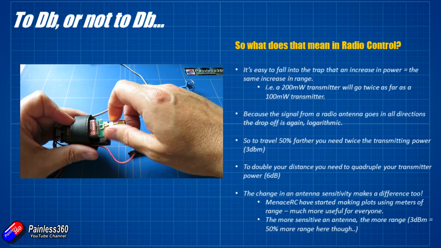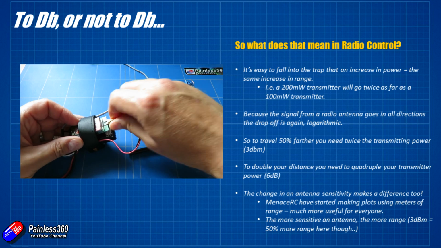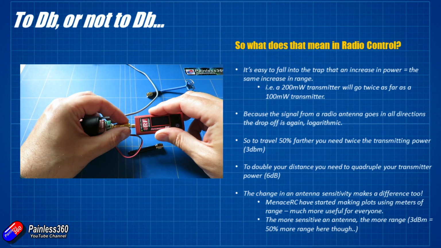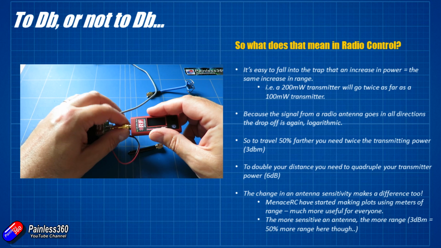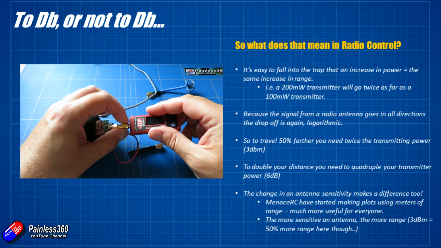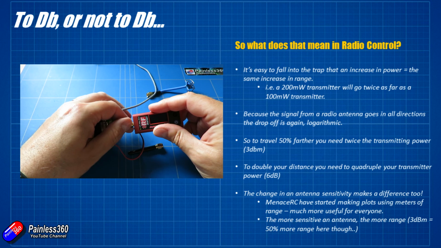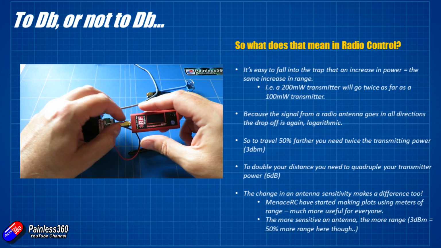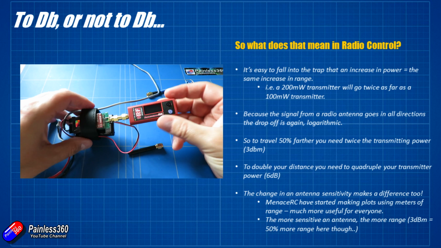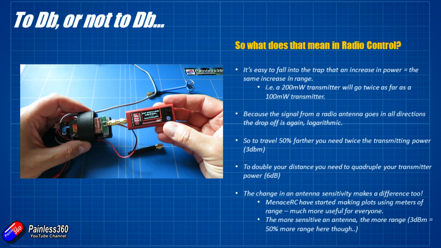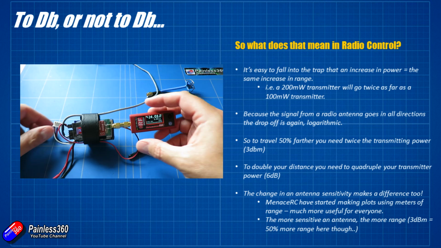But it doesn't work like that, because the radio signal is going in all different directions from the antenna and it is dissipating as it goes through the air. So you don't get all of that power equaling distance. If you had a 100 milliwatt transmitter and you doubled the power to a 200 milliwatt transmitter, that means a change of 3 dBm, then you'd only get about 50% more range.